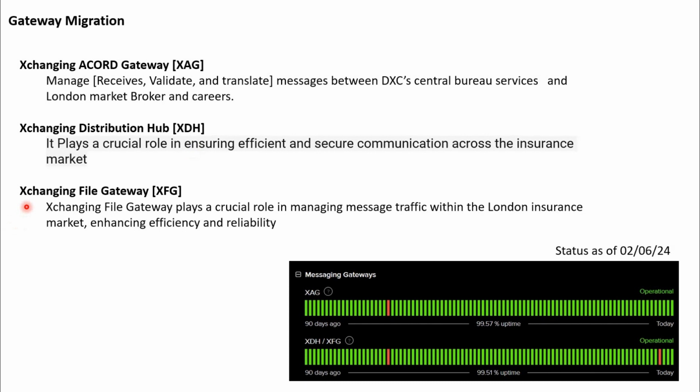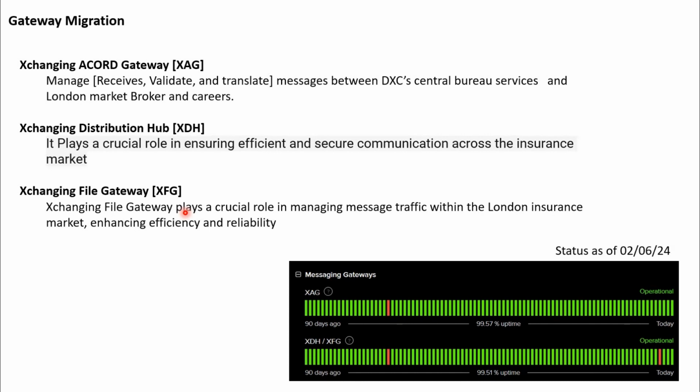The final element in the messaging gateway infrastructure is Exchanging File Gateway, or XFG. Exchanging File Gateway, just like XAG and XDH, plays a very important role in managing message traffic within the London insurance market by enhancing the efficiency and correctness of all the messages coming in and going out. The XFG was a short-term project aimed to replace certain components of XDH.